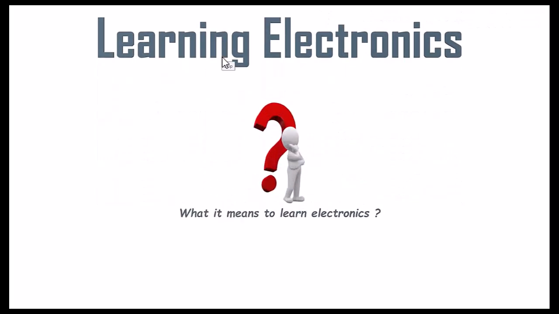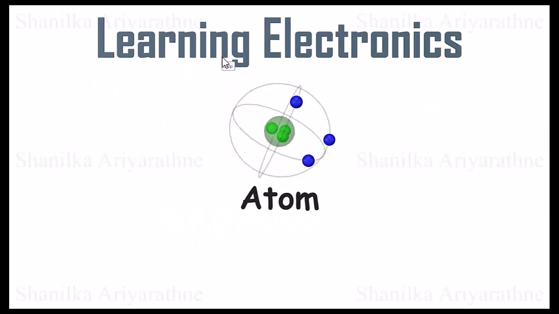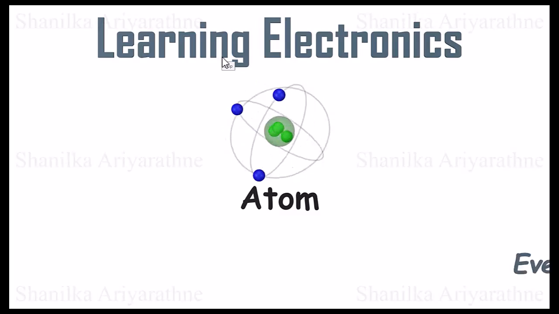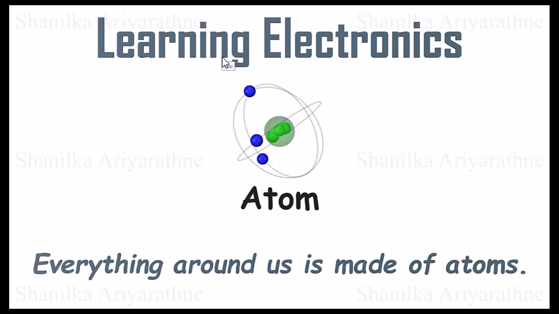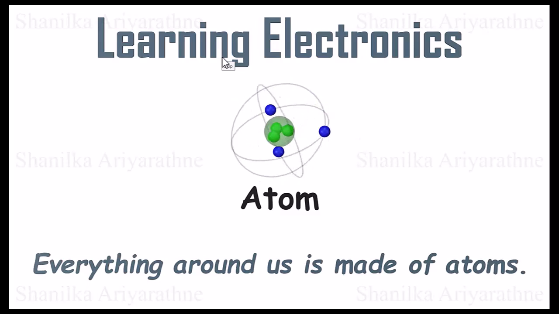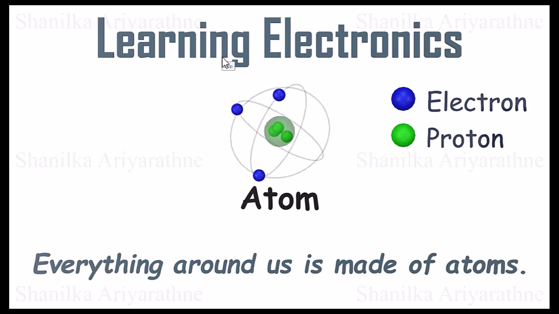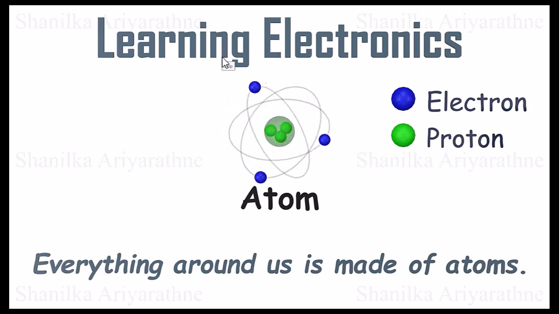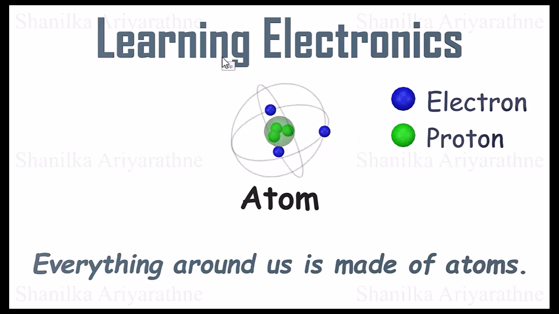First, we should know what learning electronics means. The art of electronics starts with understanding the atom. Everything around us is made of atoms. Imagine an atom as a tiny solar system, with a nucleus at the center and electrons orbiting around it. The nucleus is packed with protons. These tiny particles are the building blocks of everything, from your hair to the stars in the sky.